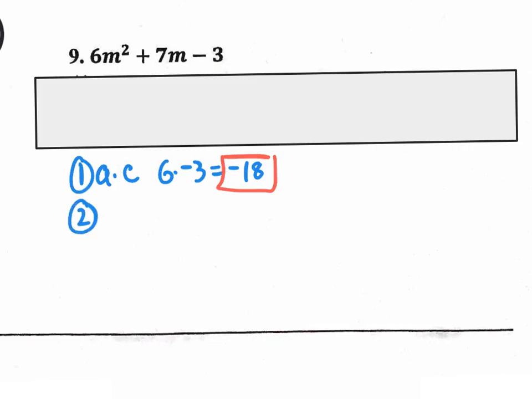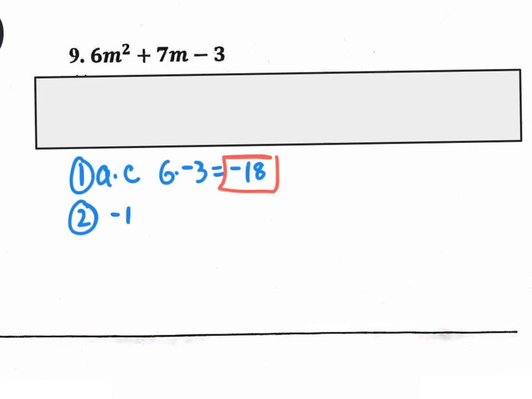Step 2, make a list. Think of the multiples of negative 18 that combine together to give you the middle value, positive 7. So negative 1 times 18, negative 2 times 9, negative 3 times 6. It's all the possible ways of getting negative 18. Which pair of numbers combines together to give you a positive 7? Negative 2 and 9. That'll give you a positive 7.